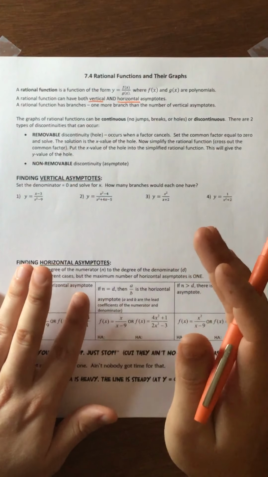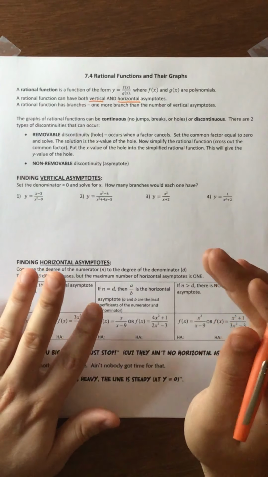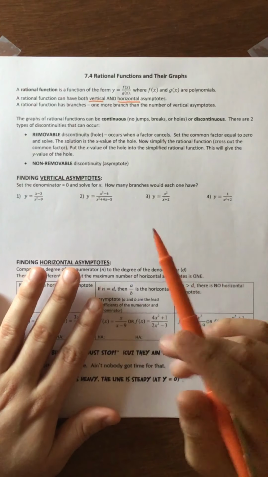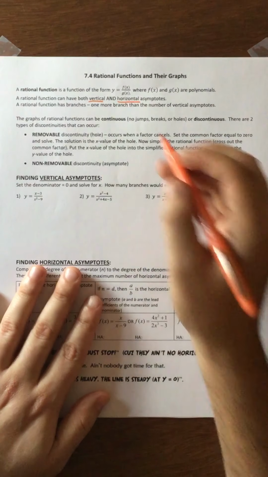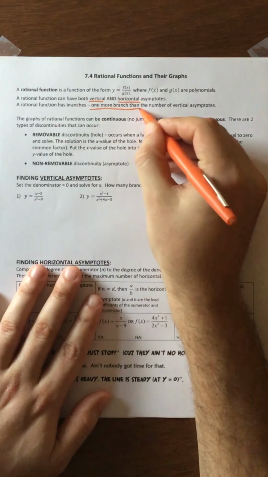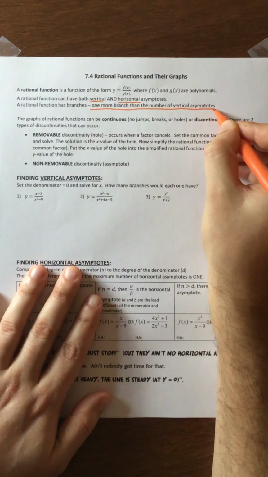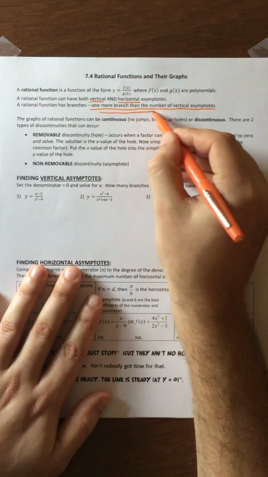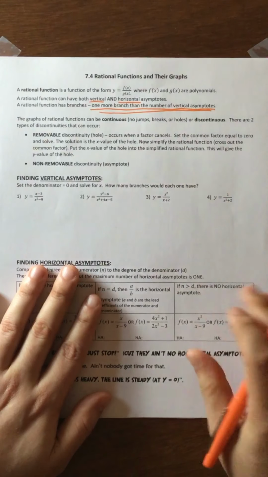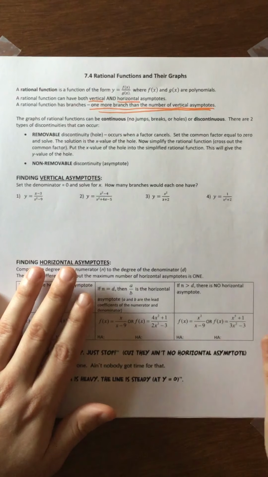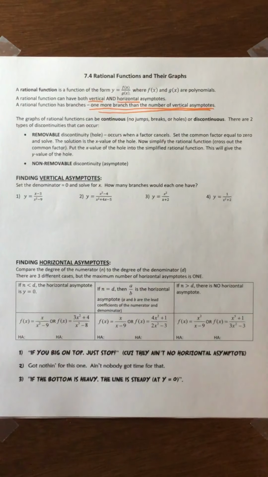A rational function has branches. Think back to reciprocal functions. Those always had those two branches that made a hyperbola. For rational functions, you're going to have one more branch than the number of vertical asymptotes. So if we have 2 vertical asymptotes, there's 3 branches. 4 vertical asymptotes, 5 branches.